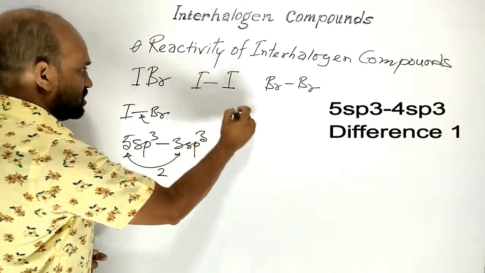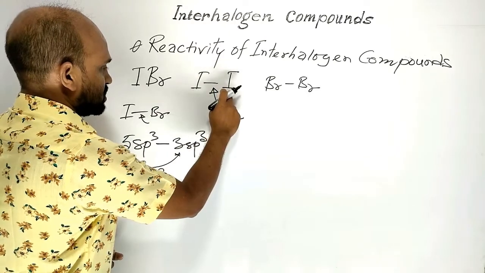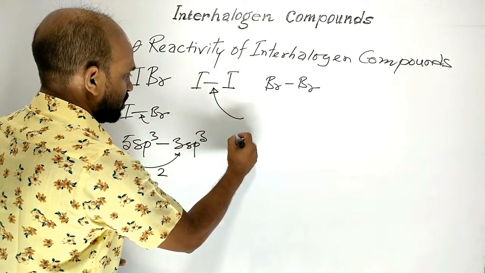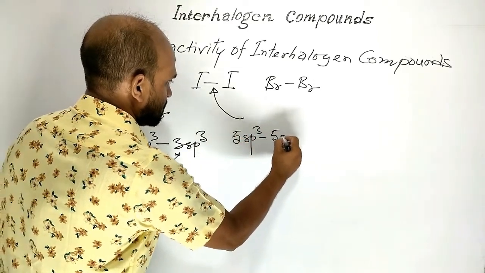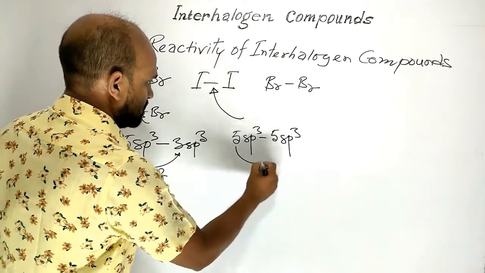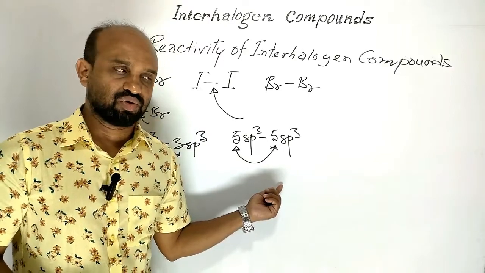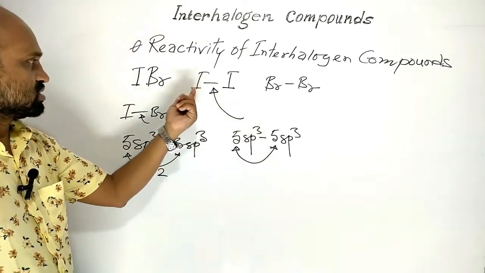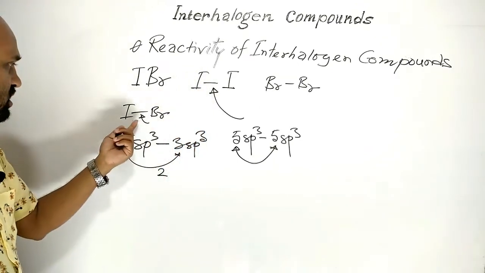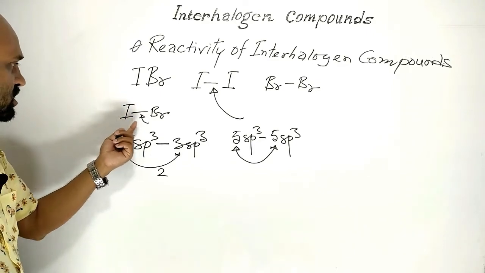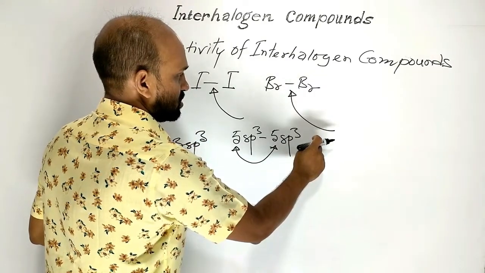Here we see the bond between two iodine atoms is formed by the overlap of a 5sp3 orbital and a 5sp3 orbital. So here there is no difference between principal quantum numbers. So this bond, that is the bond between two iodine atoms, will be stronger than this bond between iodine and bromine.